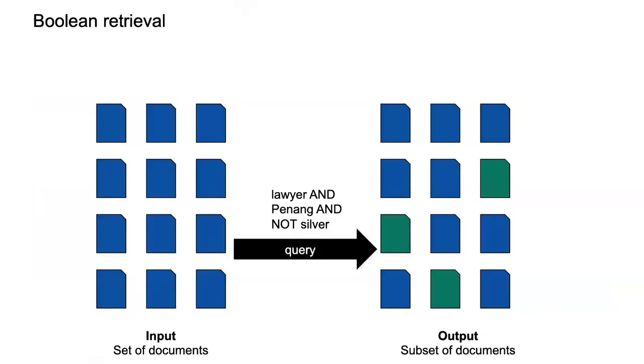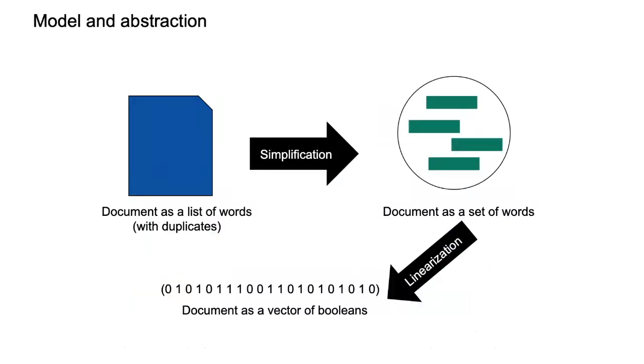So what we have seen so far is, I keep repeating, but this is how it remains in your mind. We had an input set of documents. We started with Boolean queries AND, OR, NOT, so that we can output a subset of documents. We saw that for this, we needed to simplify things by looking at documents as lists of words, but then dropping the order and the number of occurrences. We ended up with sets of words.